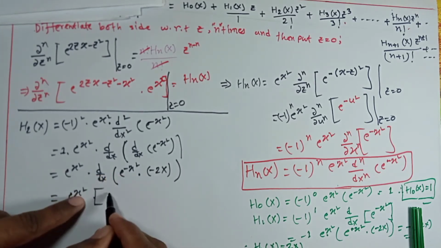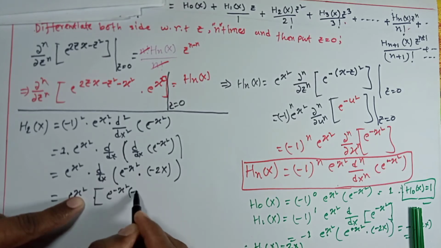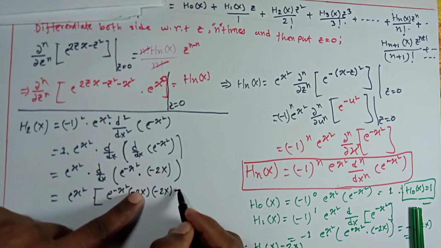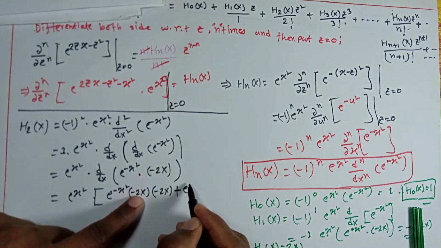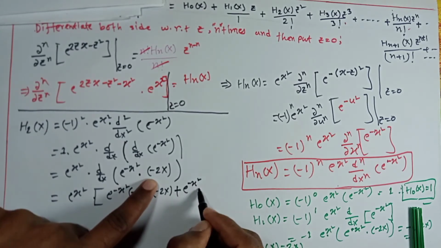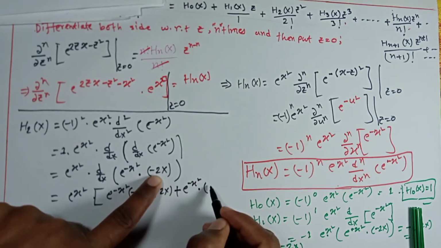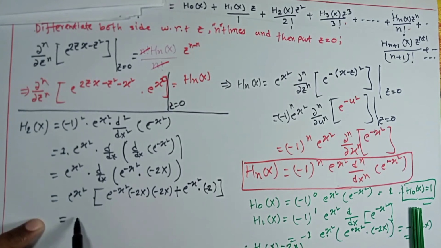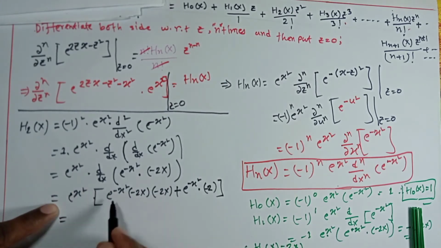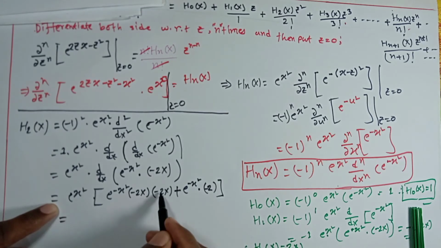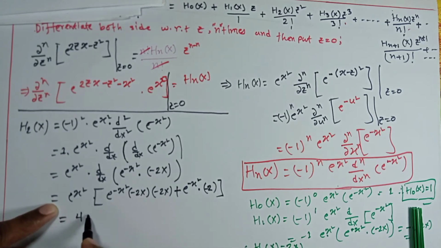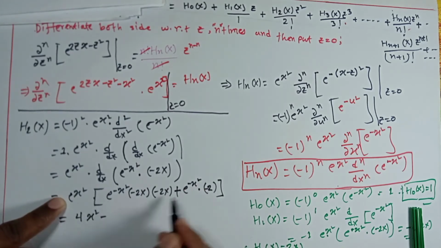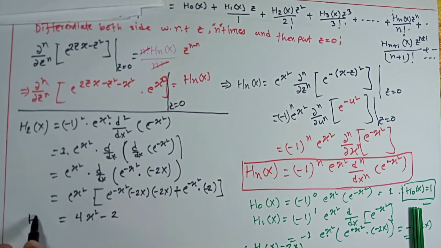If we differentiate this, that is nothing but e to the power minus x squared into minus twice x, and that is minus twice x. Okay, plus e to the power x squared minus x squared into minus twice x. The differentiate of this is minus 2. Okay, then we get this term, that is minus 2x minus twice x, that is nothing but 4x squared into, that is nothing but minus 2. That is h2 of x.